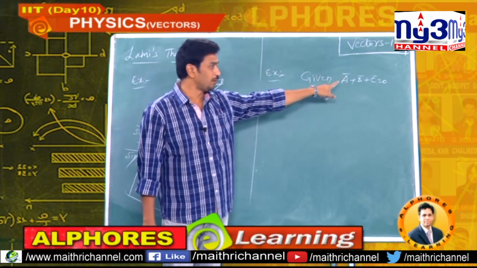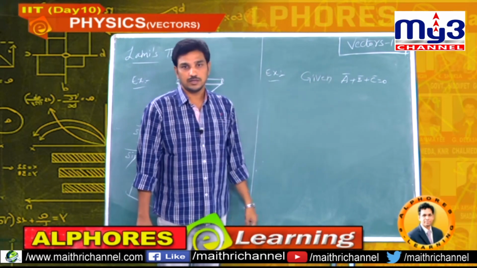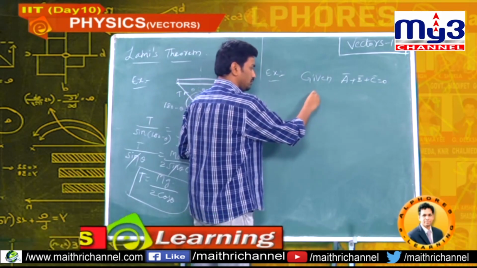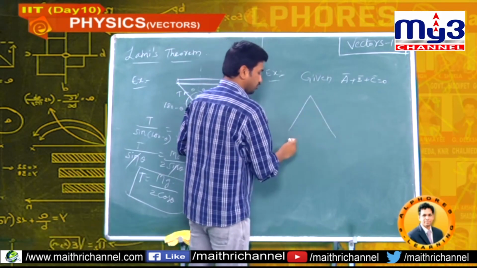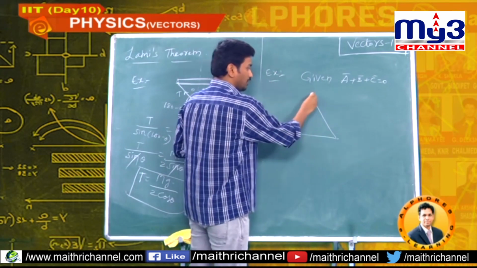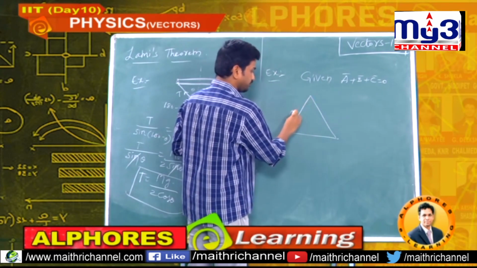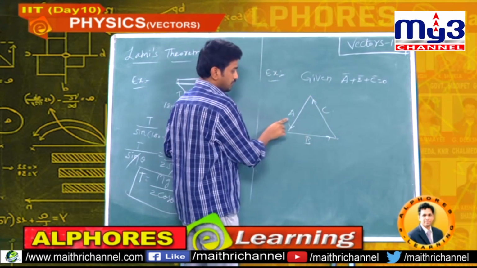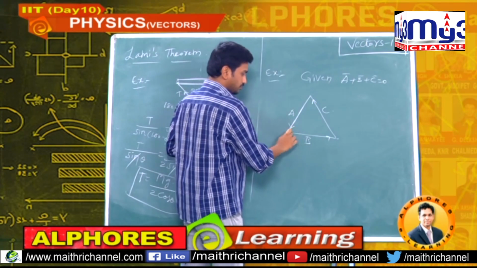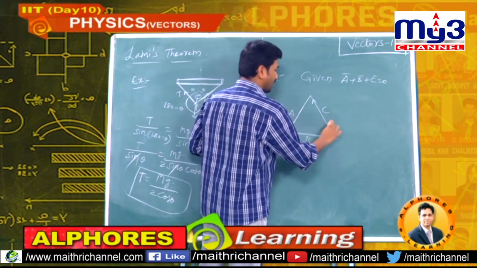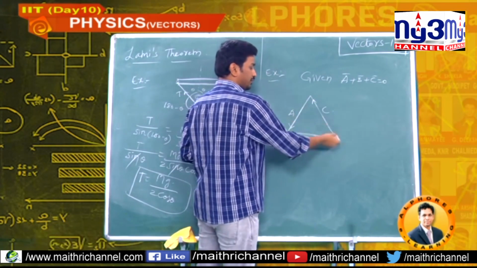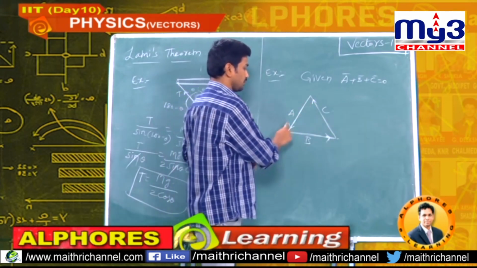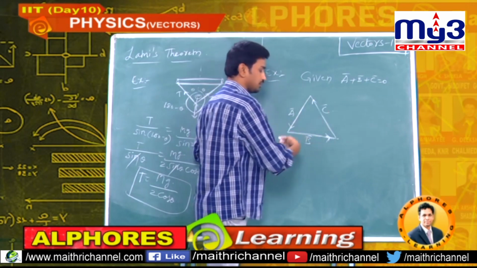Last class we have proved it. Why will it be 0? Now some more points are given. It's going to form a triangle. Now this is a bar, this is b bar, this is c bar. See this, a bar plus b bar plus c bar, completing a polygon with 3 sides. Total sum of the 3 vectors is 0. A bar plus b bar plus c bar is equal to 0.